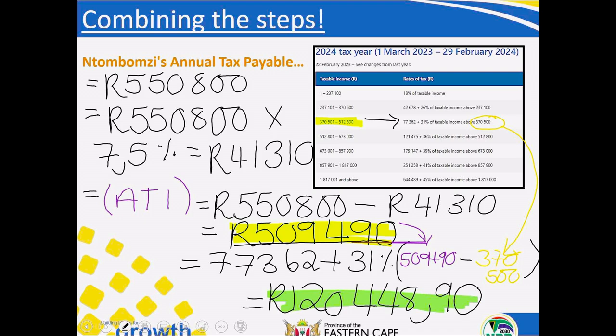We use those 2 steps to determine her annual taxable income. This step is vital before you can use the tax brackets. You cannot use the tax brackets or the tax table without determining the annual taxable income first. We then substituted our ATI into our brackets and we got our final answer. So please go over these steps, familiarize yourself, and do as many past paper questions as possible.